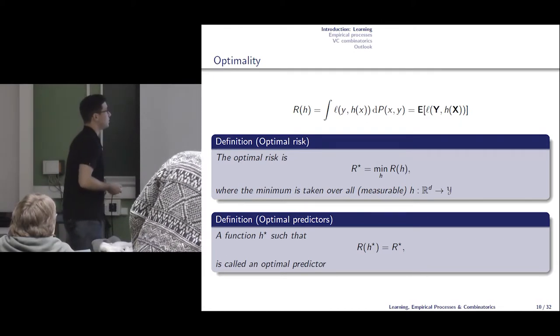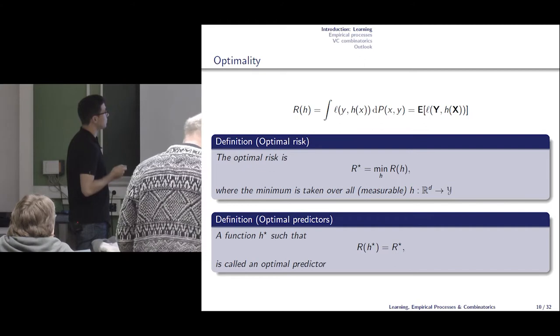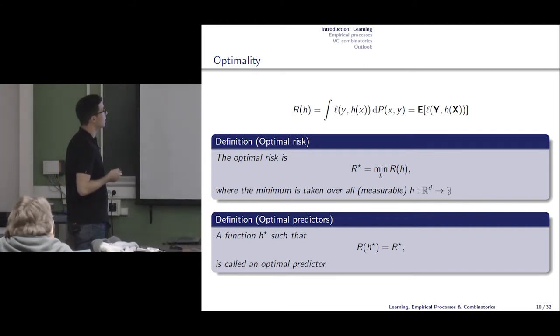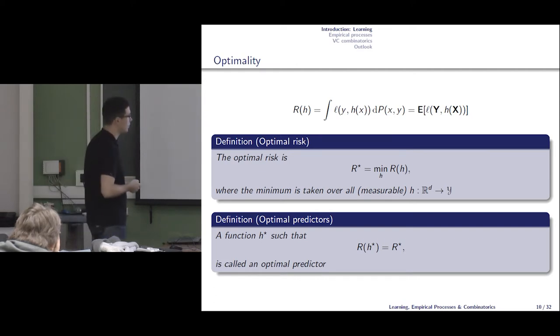So two more definitions that I'll be using sometimes. Recall this definition of the risk of a given function h associated to a loss function L. Simply, what we'll call the optimal risk is the smallest possible value of the risk achieved over all possible functions from R^d to Y. And a function h star will simply be called an optimal predictor if it achieves the smallest possible value of the risk. Okay.